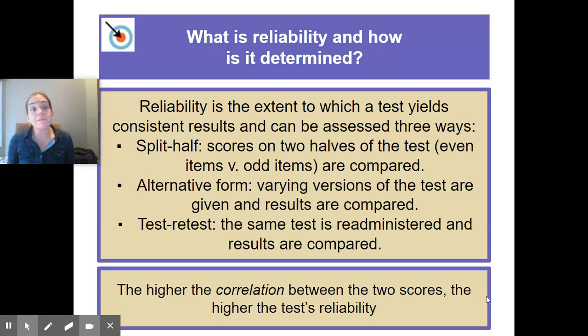Okay, alternative form. When we had the AP exam this past spring, there were at least 20 different versions of FRQs. Okay, and that just means that varying versions are tested and compared. We get the same type of result. Okay. And then test retest. The same test is re-administered and the results are compared. Okay? The higher the correlation between the two scores, the higher the test reliability. If I have a reliable friend, it means I can depend on them to show up. If I have a reliable test, it means that I can depend on it to have the same results.